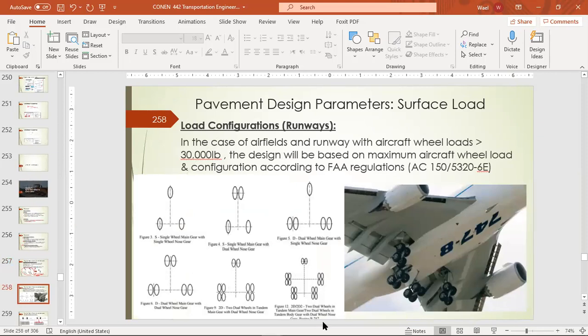For runways, the situation is different. Runways are not like highways in terms of the design loads. Here we look at the load configurations and the configurations of the wheels. So basically it's different than highway pavement. In highways we look at the equivalent single axle load, but for runways the situation is different. Based on the classification of the runway and the type of aircraft that it can accept, we make that design.